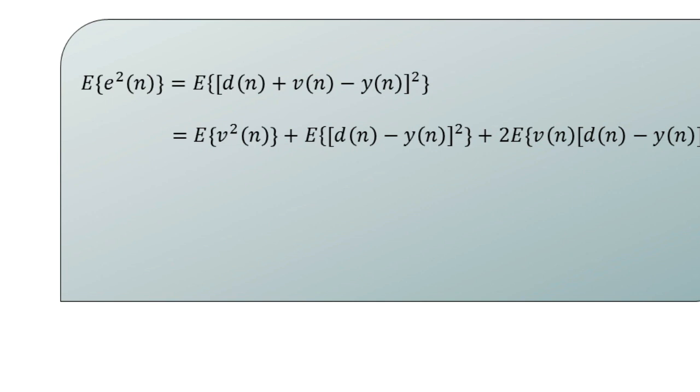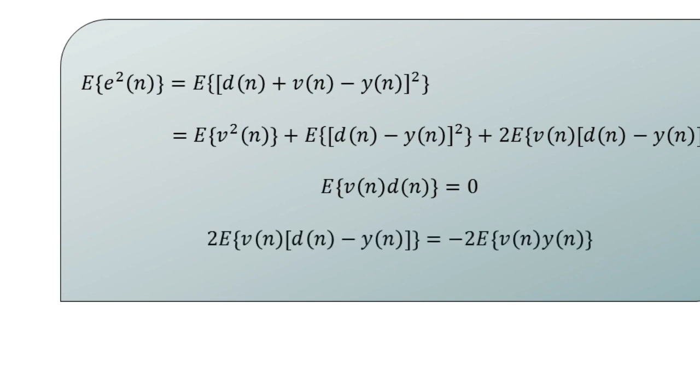As we have the assumption that v of n and d of n are totally uncorrelated to one another, that is why we express capital E of v of n into d of n is equal to 0, and therefore the last term on the right hand side will have a new form. Instead of twice of capital E of v of n multiplied by the difference d of n minus y of n, we can denote it as minus twice of the estimate of v of n into y of n.